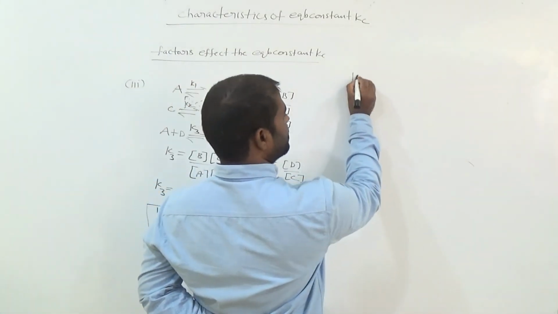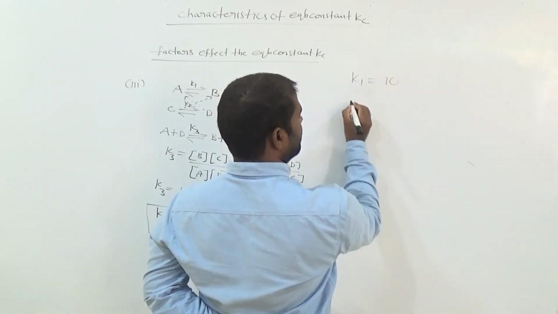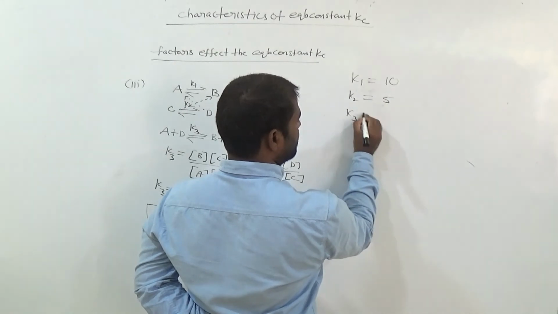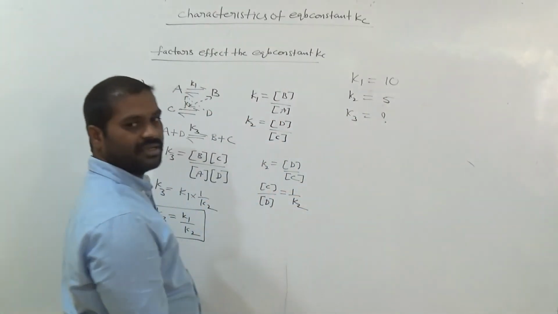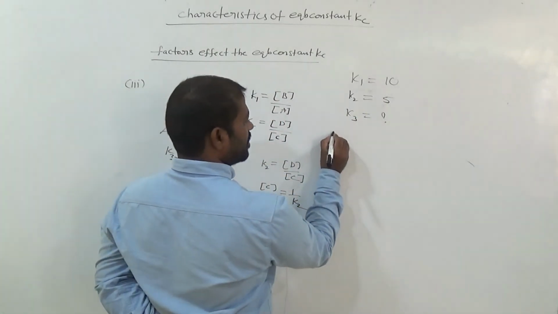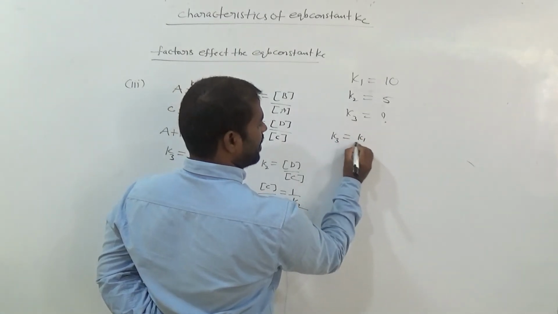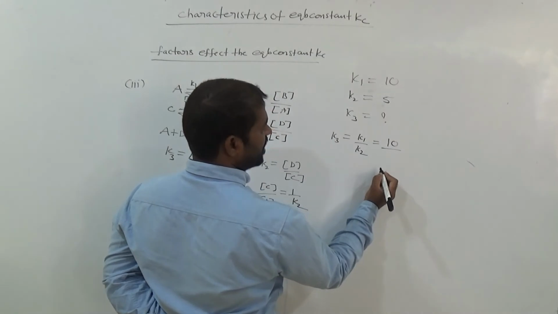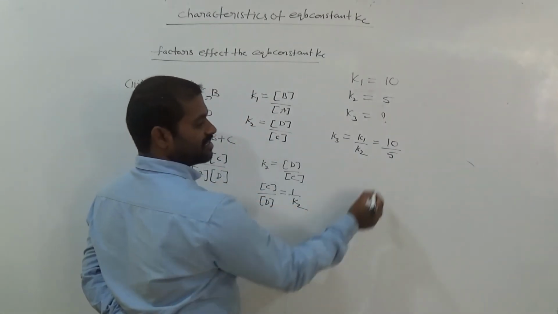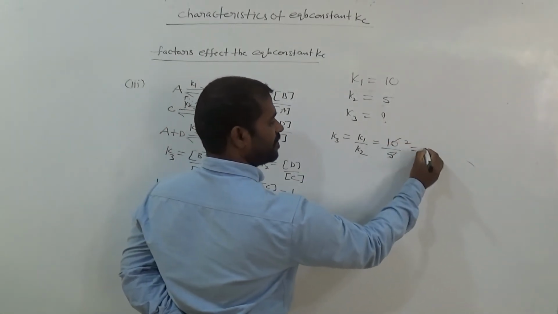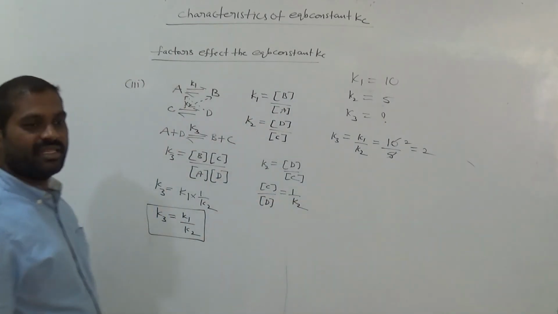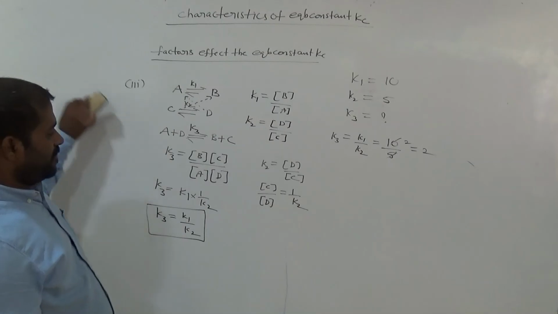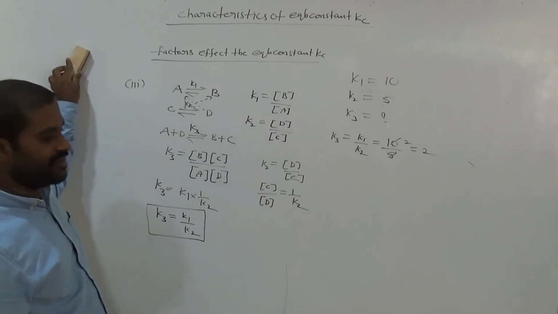Suppose for the expression K1 is equal to 10, K2 is equal to 5. What about K3? So you know K3 is equal to K1 by K2. What about K1? 10. What about K2? 5. So 5 twos are 10, and the value of K3 in this case is 2. Is it clear for all of you?